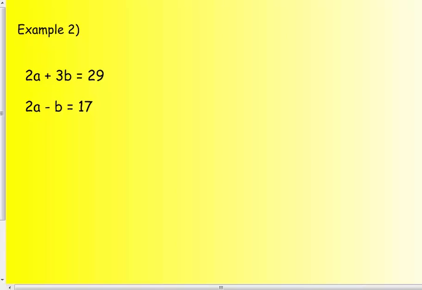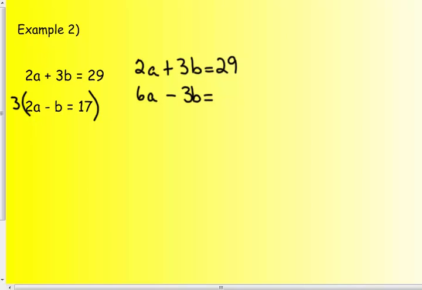What do I want to do? I think I'm going to get my b's to cancel because I already have a positive 3b and a negative b. I already have opposite signs, so I'm going to multiply this second equation by 3. I could have multiplied one of these equations by -1 and got the a's to cancel. Could have done it that way too. So my equations are 2a plus 3b equals 29, and 6a minus 3b equals 51.